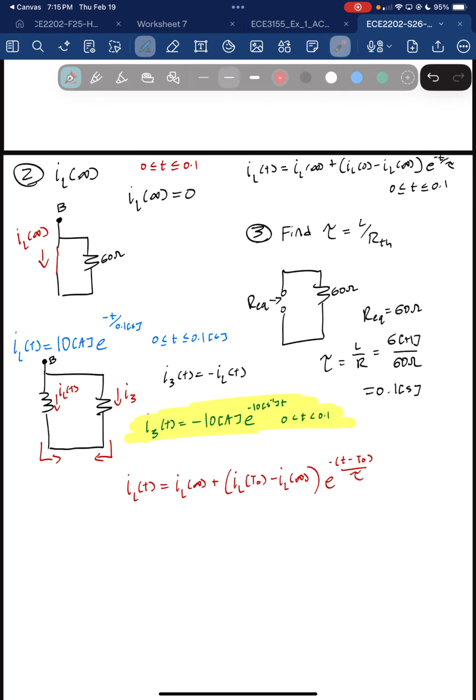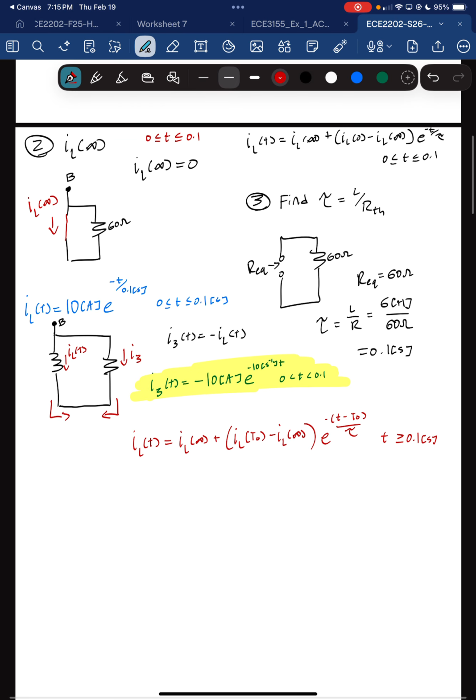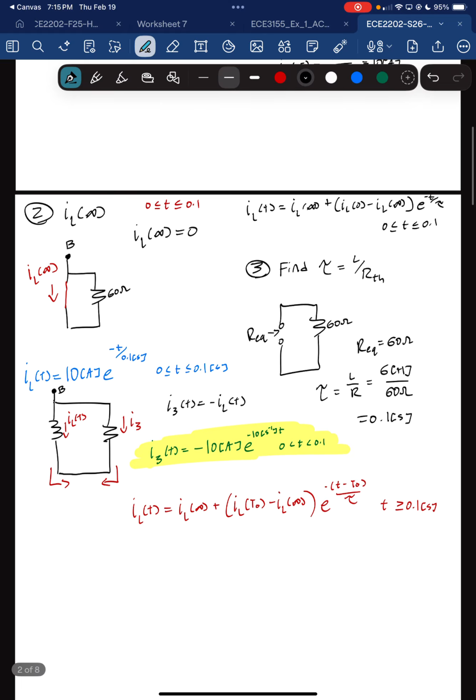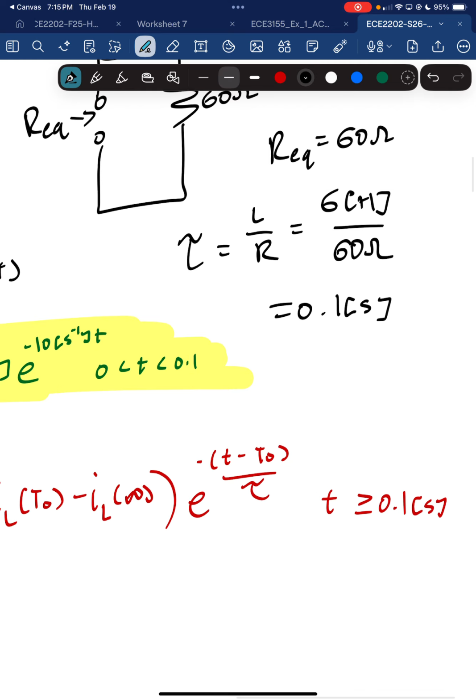However, now we are looking for the equation for the current through the inductor for t greater than 0.1 seconds, because the switch now flipped to position C at 0.1 seconds. So we just have to keep that in mind, especially for our exponential term. We need to make sure that we put negative t minus 0.1 over whatever our time constant is. You have to remember that.